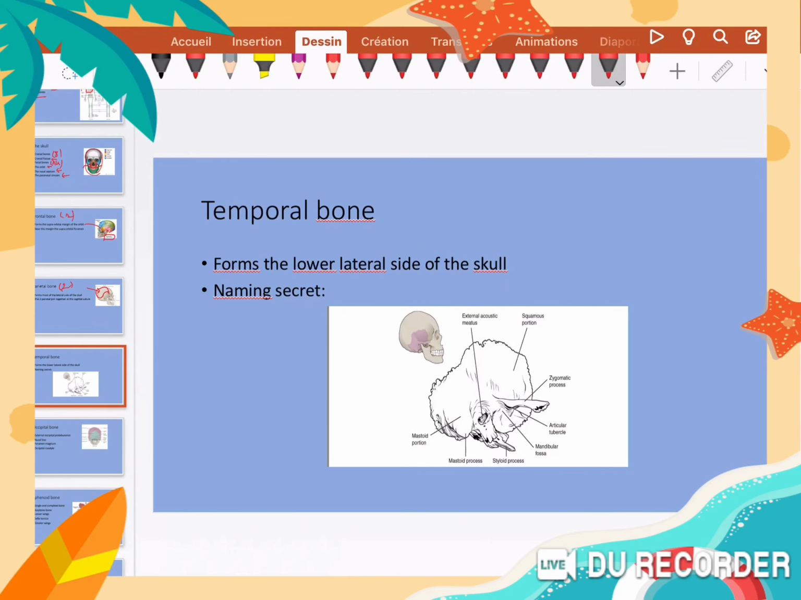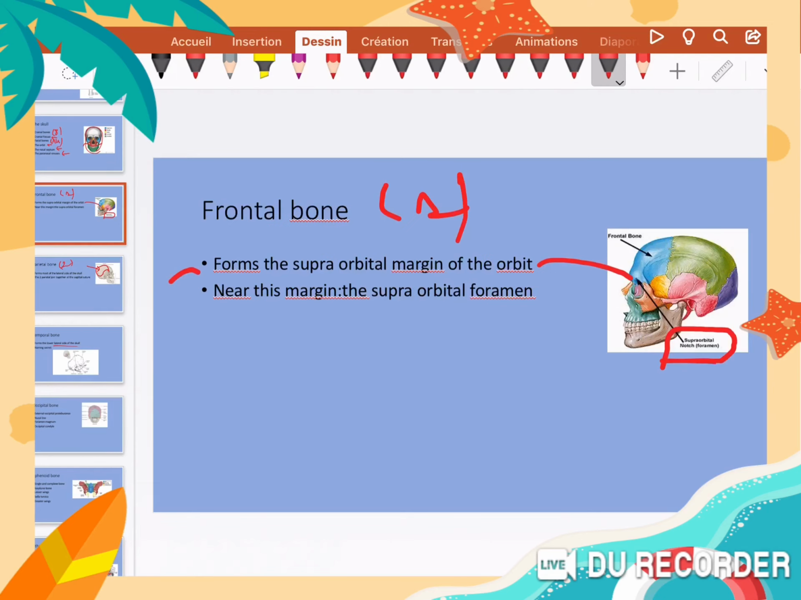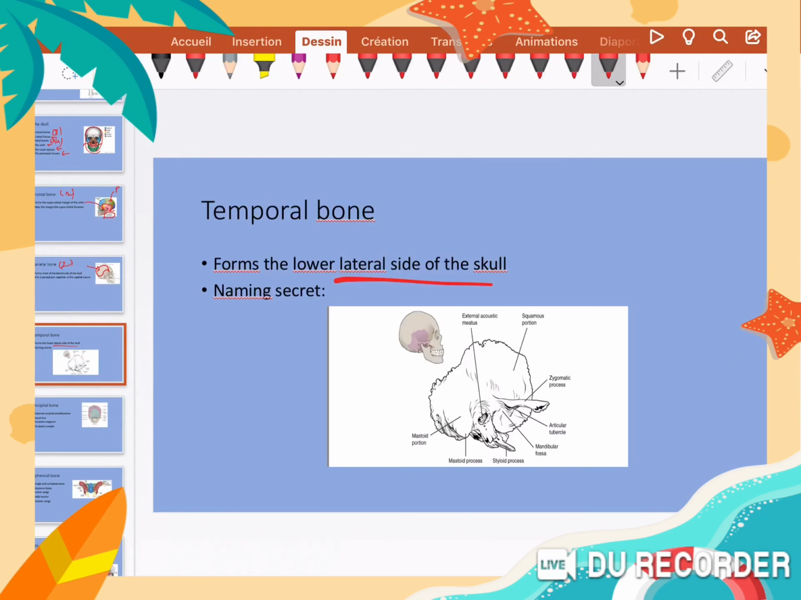Now let's move to the temporal bone. The temporal bone forms the lower lateral side of the skull. This is the temporal bone. It's on the lateral side, forms the lower lateral side, and the upper lateral side is formed by the parietal.